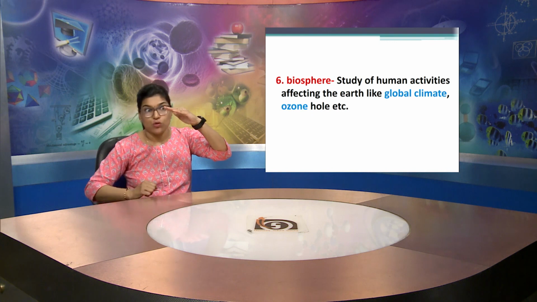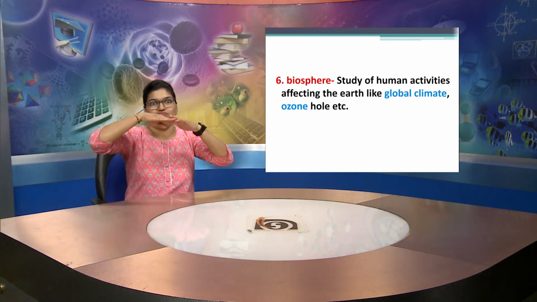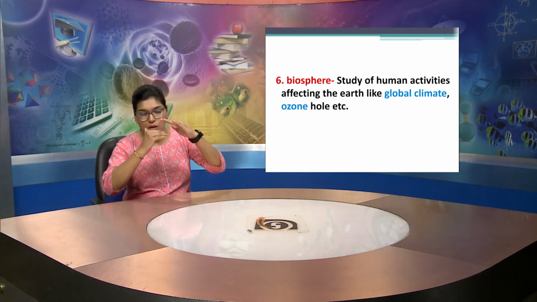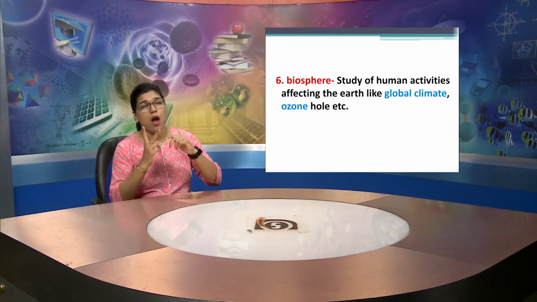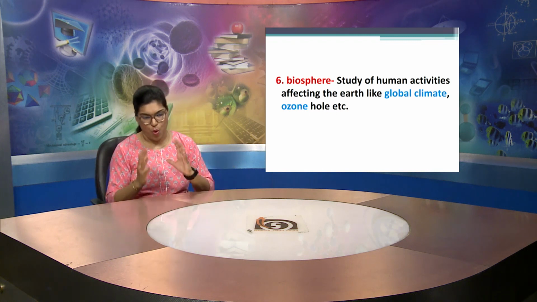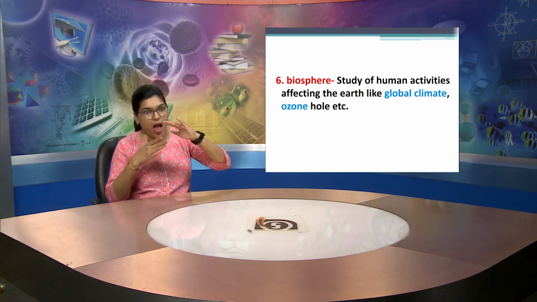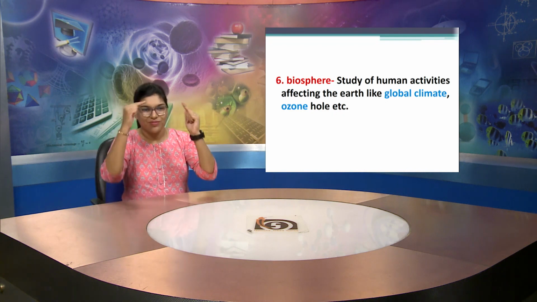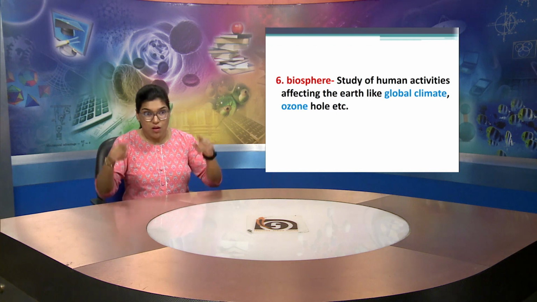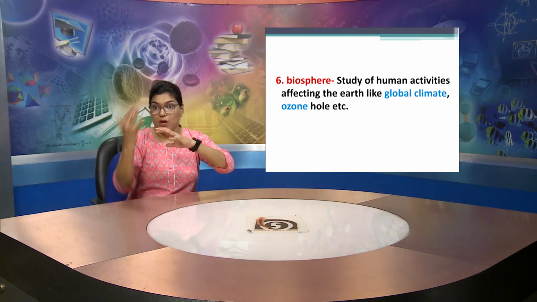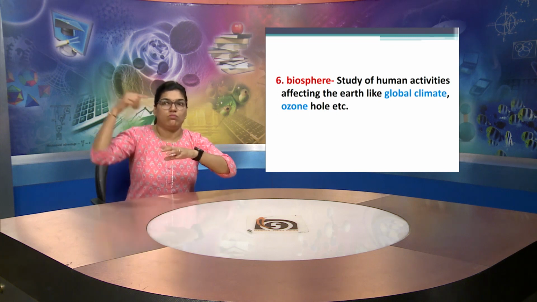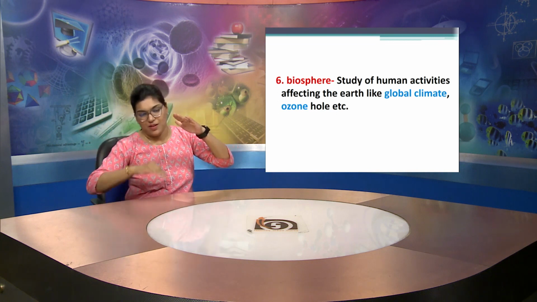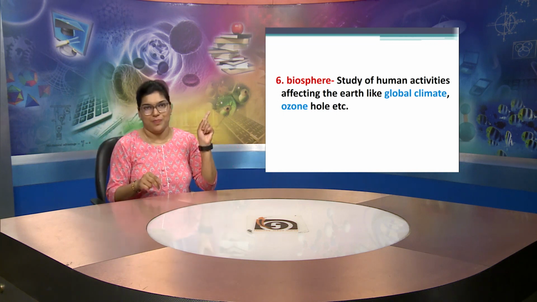This is the sixth, topmost level. Its name is biosphere. Biosphere is the study of human activities which affect the earth, like global climate and the ozone hole, etc. It prevents the earth from the harmful rays or radiations from the sun. As we all know, ozone protects the earth.